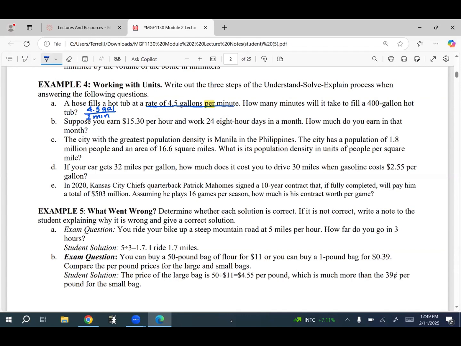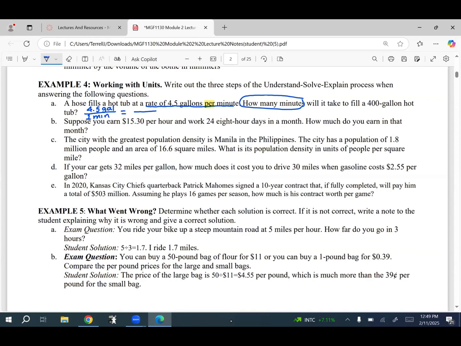You don't have to write 1. It's understood that it is, but you can if you like. So that's my first step. I'm writing this as a fraction because I see the word per, that means division. And then I'm going to put an equal sign, and I'm going to try to write the rest as a fraction. It says, how many minutes? How many minutes means I don't know the minutes. How many minutes will it take to fill a 400-gallon hot tub?